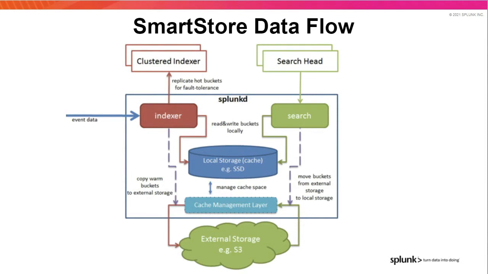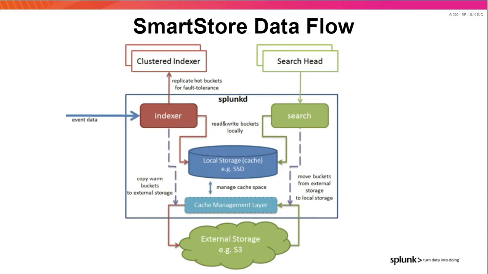Let's take a look at the high-level data flow with SmartStore architecture. The events flow to the indexers and are written to hot buckets in local storage. In an indexer cluster architecture model, these hot buckets are replicated to the peer indexers. There's no change in this model. When a hot bucket rolls to warm, a copy is moved to remote storage, and a copy is retained on the local storage.